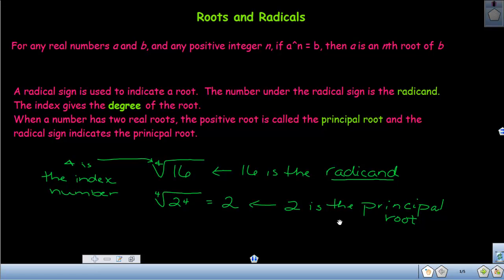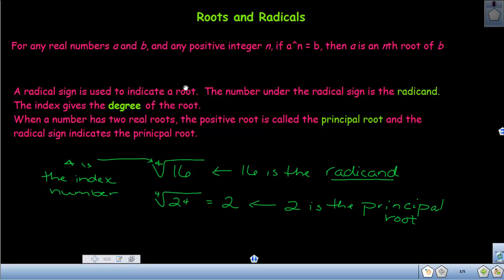Hi, let's talk roots and radicals. In this lesson, that's exactly what we're going to do. Very similar to square roots, but we're going to go a step further and talk about roots that are more than just square roots, but can be cubic roots or fourth roots or fifth roots, and simplifying those. So if you want to, you can read this formal definition.